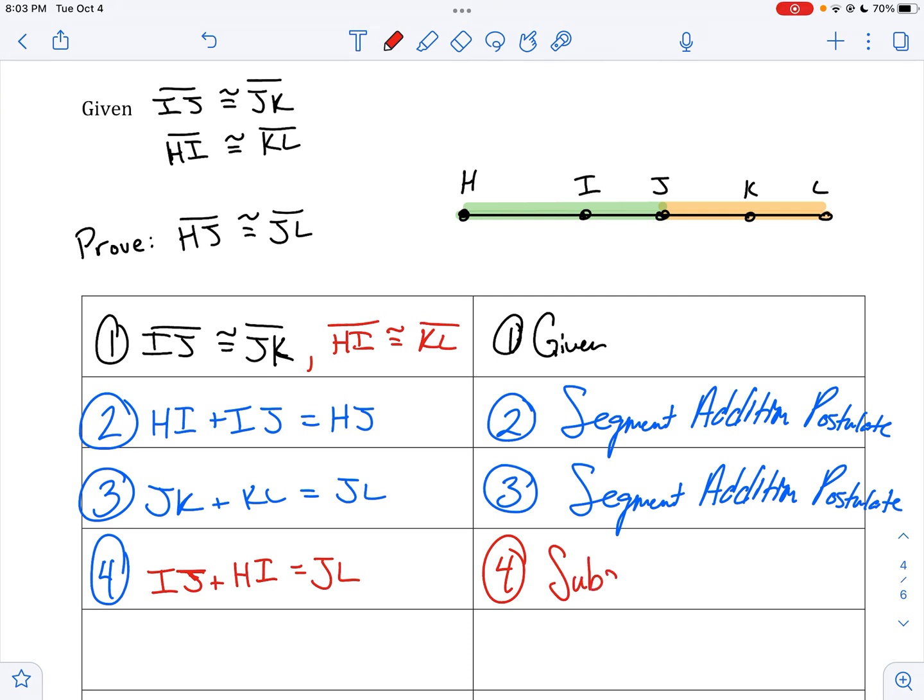So what I did was I substituted some known values from the given statements in for JK and KL. I changed those segments. So instead of JK, I put IJ because it told me that I could in the givens. Instead of KL, I put HI because it told me that I could do that in my given statement.